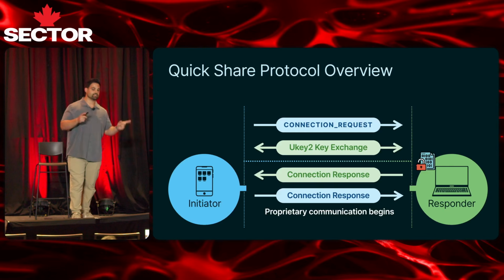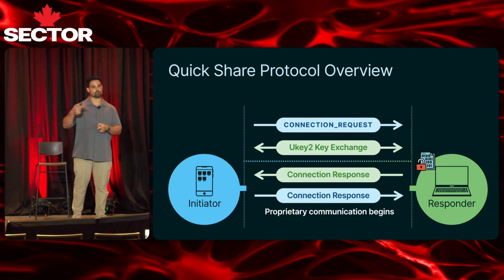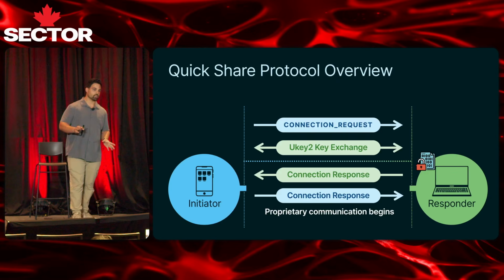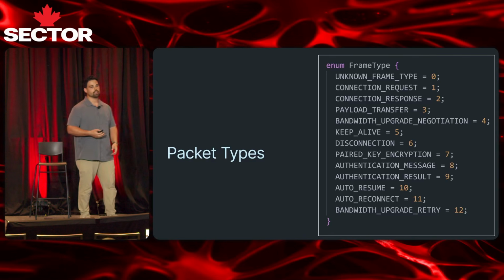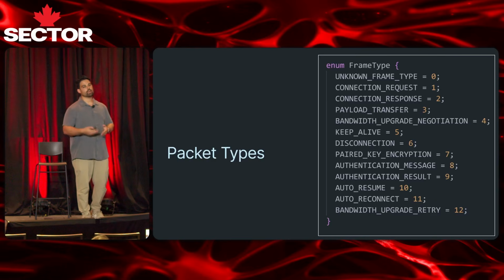After the devices have exchanged keys, both devices send to each other a connection response packet, indicating that they would like to accept each other's connections. And at this point, according to the Nearby Connections API, the devices are considered connected to each other, which is when the proprietary communication begins.